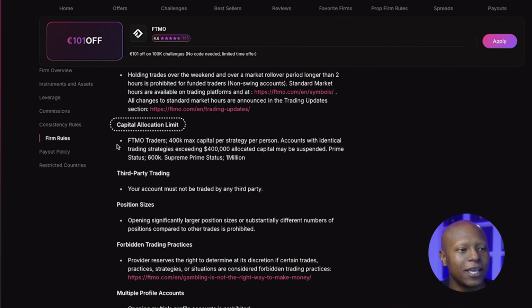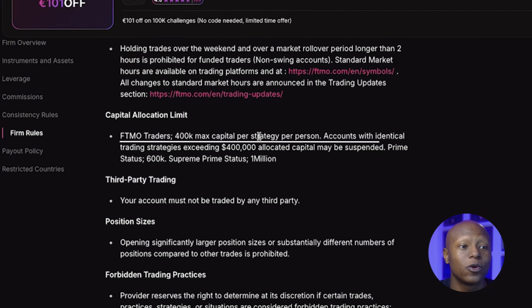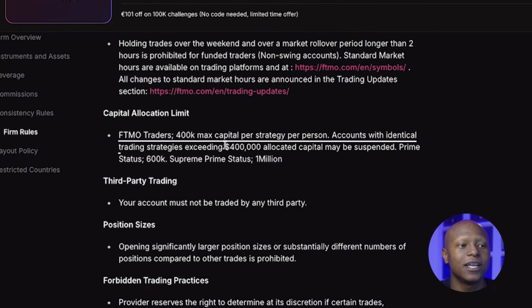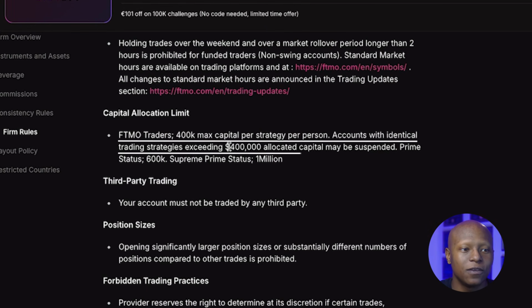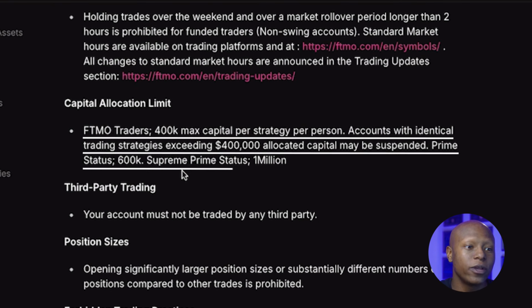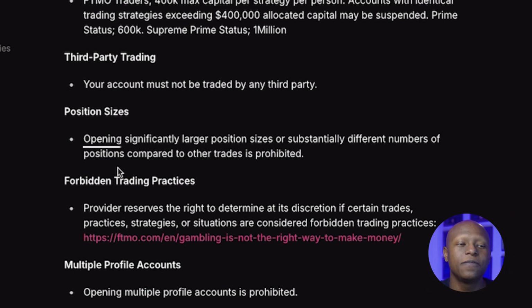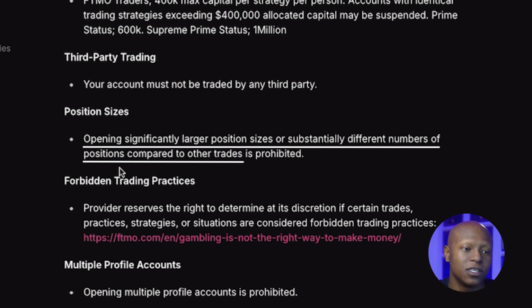So for their capital allocation, FTMO traders can trade up to 400K of max capital per strategy per person. Accounts with identical trading strategies exceeding the 400,000 allocated capital may be suspended. So for prime status, you can get 600K, and supreme prime status, you can grow to $1 million in funding. Their position sizes, it says opening significantly large position sizes or substantially different number of positions compared to other trades is prohibited. So you want to have that same consistency within your trading there.